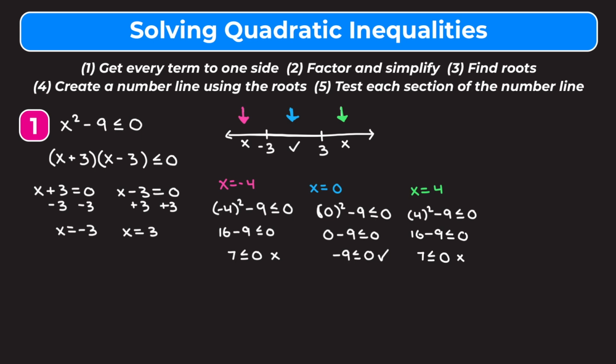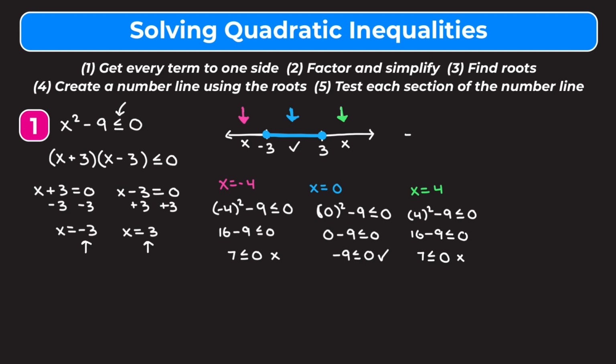So what we know is that because we got a check mark in this part of our number line, anything within this section is going to be a solution. And then we have to decide if -3 and 3 are also solutions. So because our original problem says that x squared minus 9 can be less than or equal to 0, and we know that -3 and +3 actually make x squared minus 9 equal to 0, we know that those are part of our solutions. So I'm going to put closed circles here just so we know that. So anything between -3 and 3 inclusive are going to be our answers for this problem.